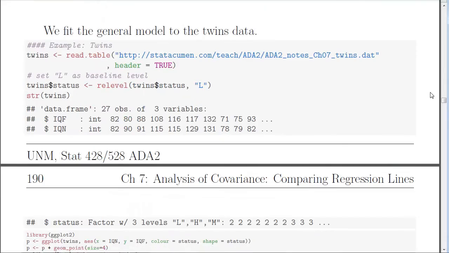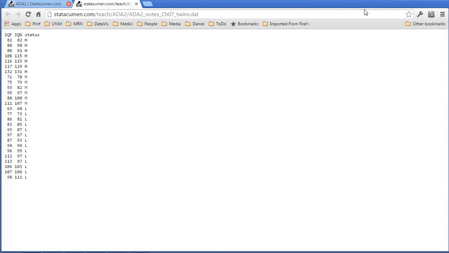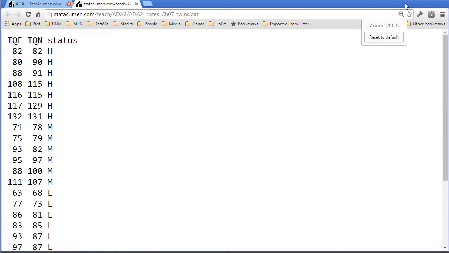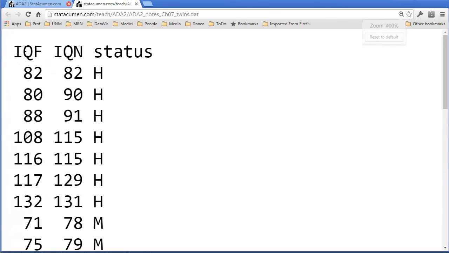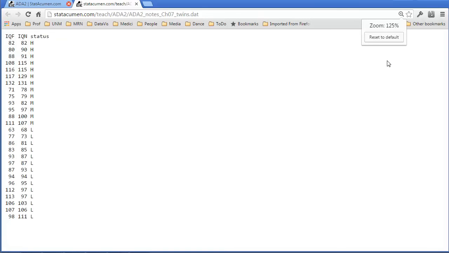Okay, so let's look at this in R. So we'll read the data set in from the website. Well, there's the data set. Anyway, we have 3 columns. We have the Foster IQ, which is the response. We have the natural IQ, which is the predictor variable. And we have the status categorical variable coded high, medium, and low.